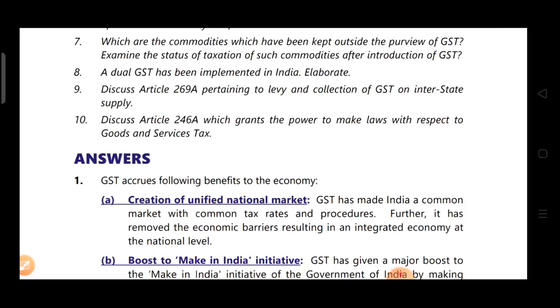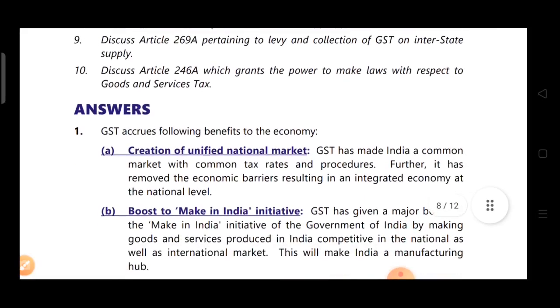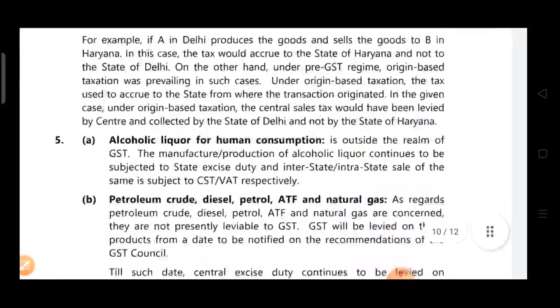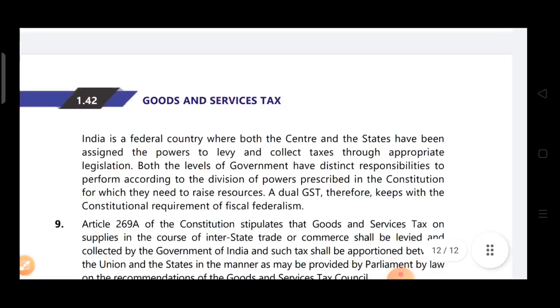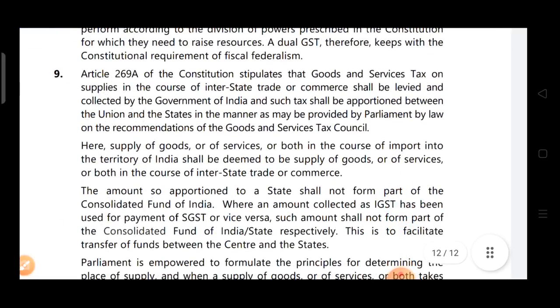Discuss Article 269A pertaining to levy and collection of GST on interstate supply. What is given in 269A? Let's read. Article 269A of the Constitution stipulates that GST on supplies in the course of interstate trade or commerce shall be levied and collected by the Government of India, and such tax shall be apportioned between the Union and States in the manner as may be provided by the Parliament by law on the recommendation of the GST Council. In case of interstate supply, we know IGST is charged, and it's a central levy. So the tax will be apportioned between the center and state in the manner provided by the Parliament on the recommendation of the GST Council.